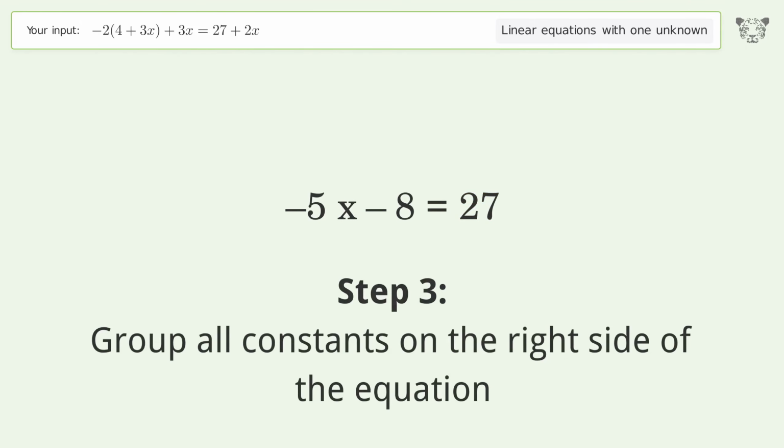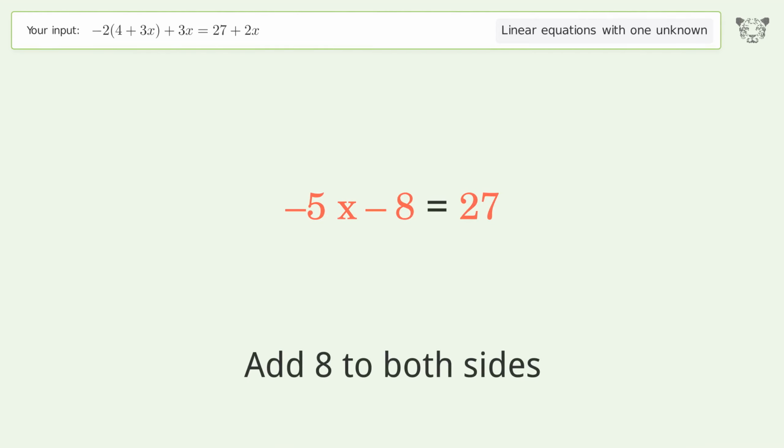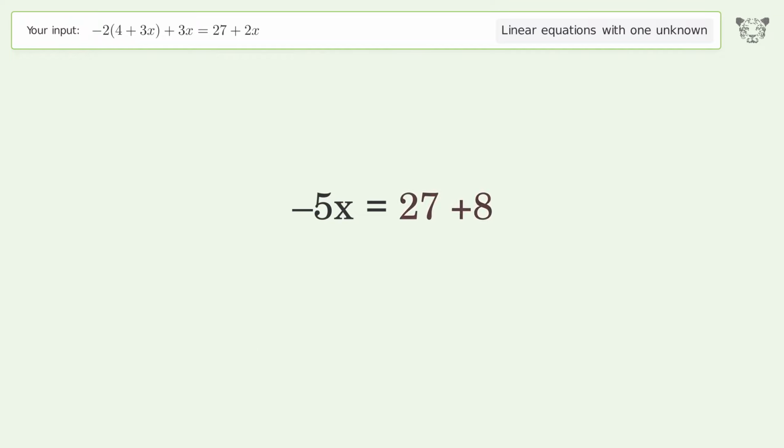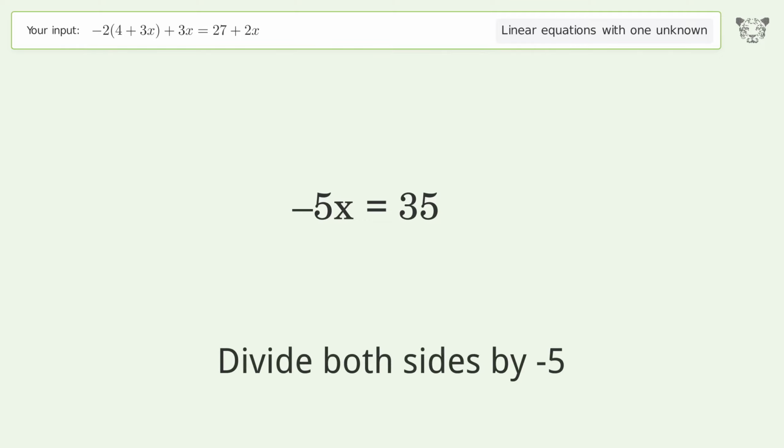Group all constants on the right side of the equation. Add 8 to both sides. Simplify the arithmetic. Isolate the x. Divide both sides by -5.